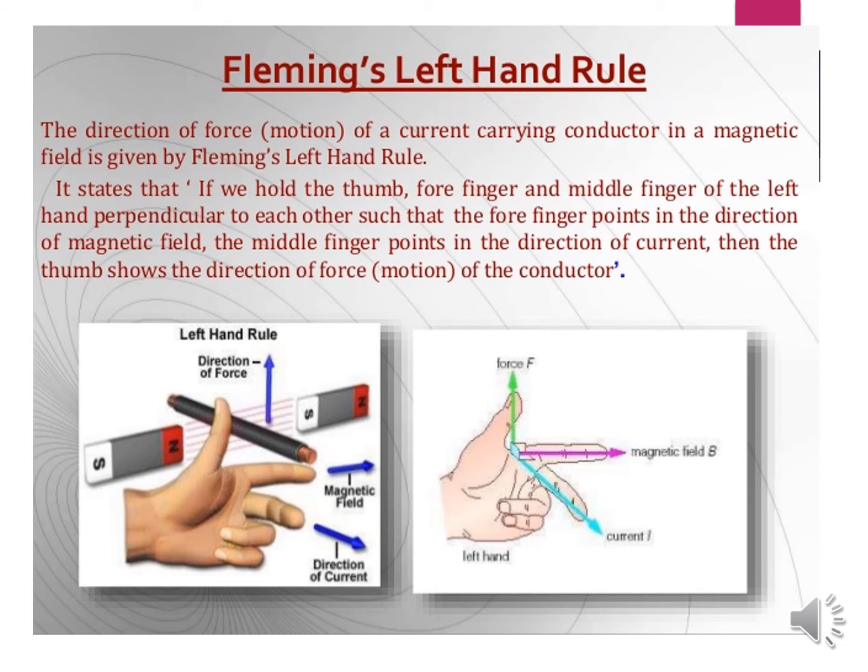That is Fleming's left hand rule. The direction of force on a current carrying conductor in a magnetic field is given by Fleming's left hand rule. It states that if we hold the thumb, forefinger and middle finger of the left hand perpendicular to each other such that the forefinger points in the direction of the magnetic field and the middle finger points in the direction of the current, then the thumb shows the direction of the force on the conductor.